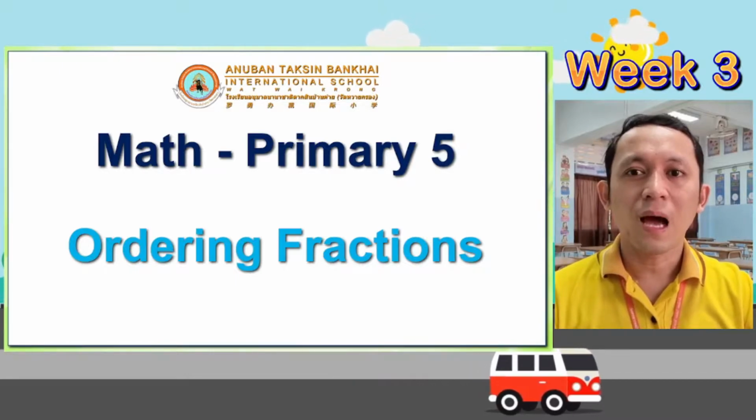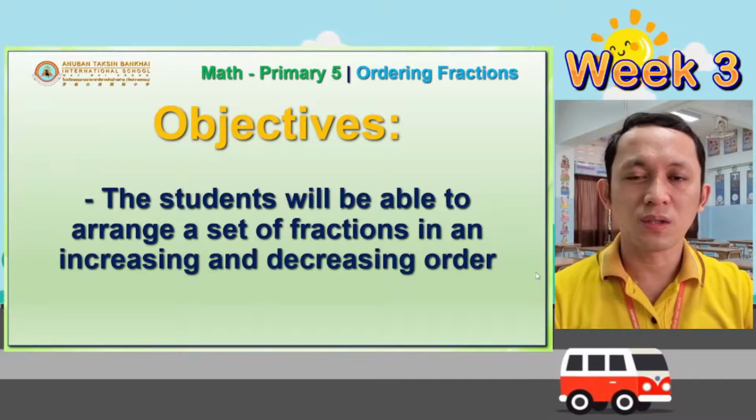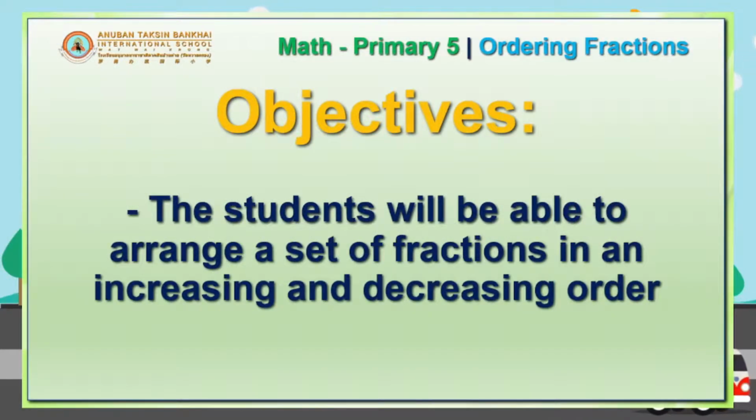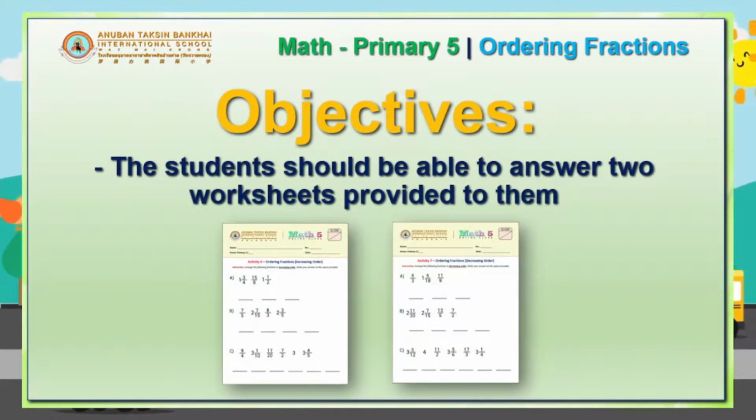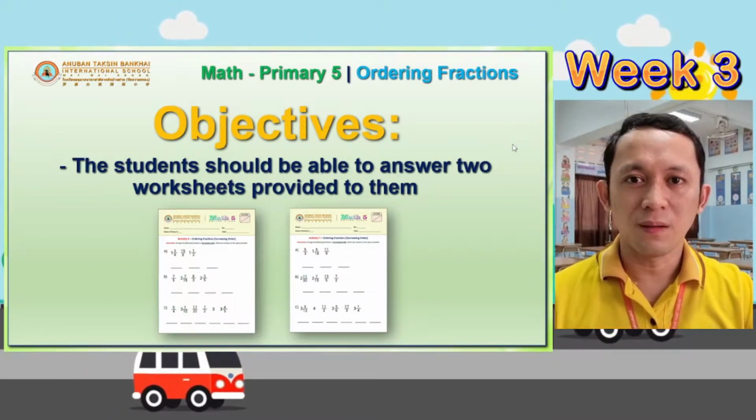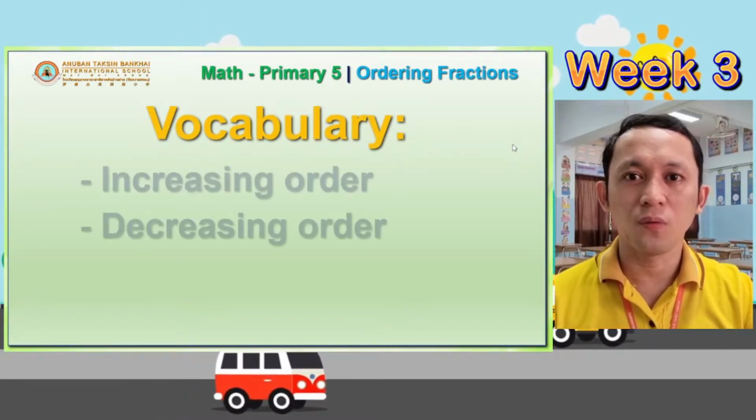Before that, our objective is for you to learn how to arrange these fractions from small to big, which is increasing order, and big to small, which is decreasing order. And at the end of this discussion, you need to answer your worksheet number 6 and worksheet number 7.